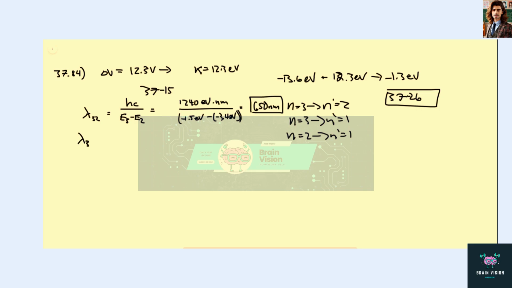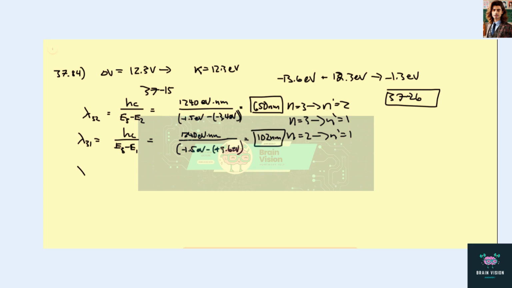Now we can look at lambda 31. So this is hc over E3 minus E1. So we have 1240 eV nanometers over negative 1.5 eV minus negative 13.6 eV. Okay. So if we plug all that in, this comes out to be 102 nanometers.